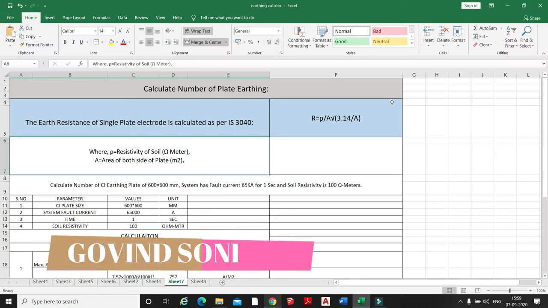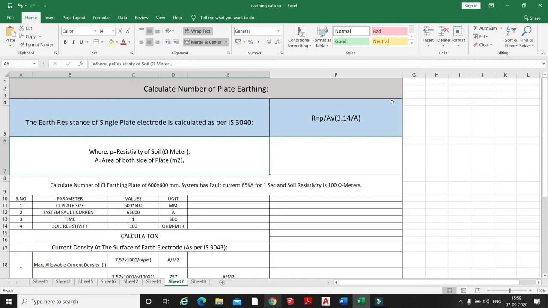So today we will discuss plate earthing, how we calculate the resistance of plate earthing and the number of plates. This is the formula. The earth resistance of a single plate electrode is calculated as per IS 3043, and R, the resistance, is equal to rho divided by A times root of 3.14 divided by A, where rho is the resistivity of soil and A is the area of both sides of the plate.